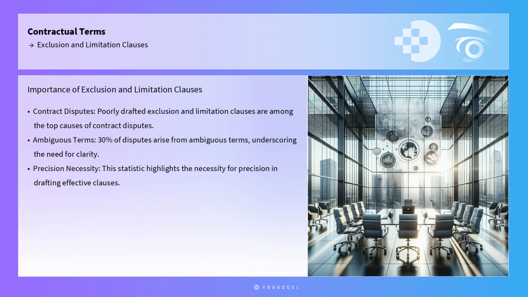Statistics further emphasize the importance of these clauses. A study by the International Association for Contract and Commercial Management reported that poorly drafted exclusion and limitation clauses are among the top causes of contract disputes, with 30% of disputes arising from ambiguous terms. This statistic highlights the necessity for precision and clarity in drafting effective exclusion and limitation clauses.